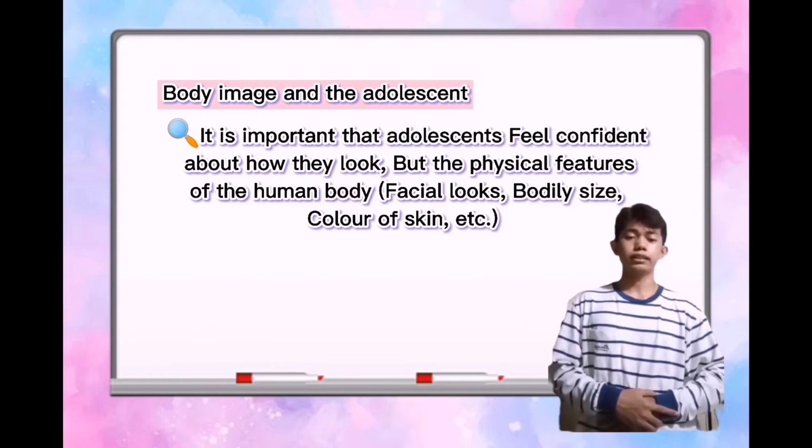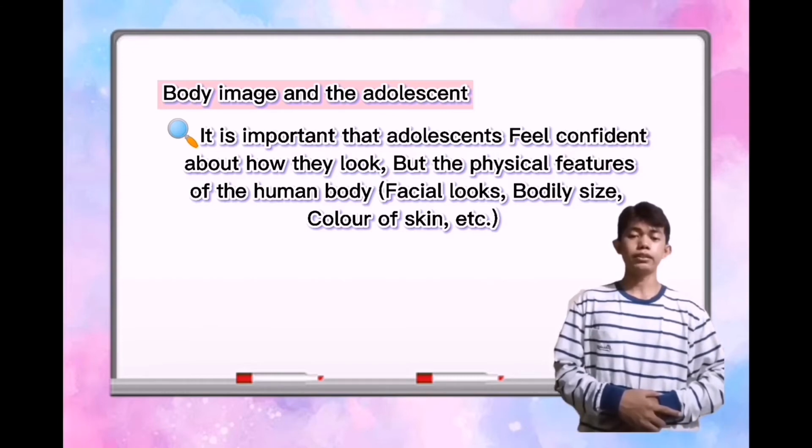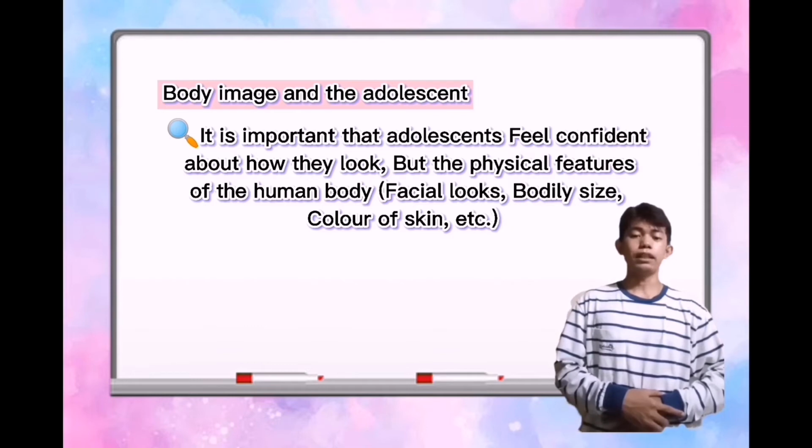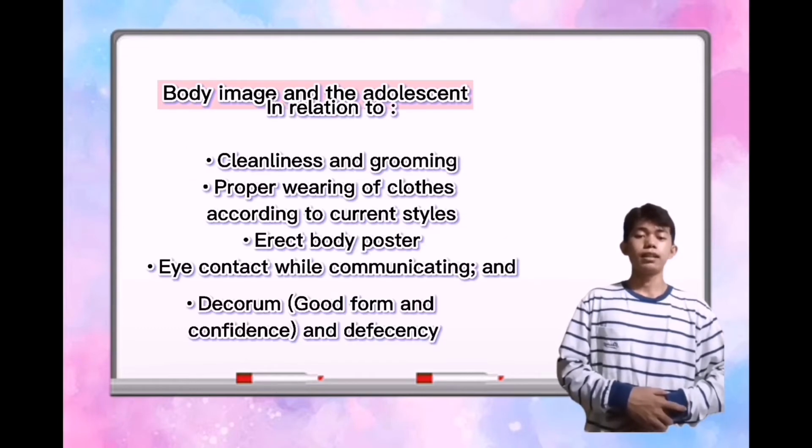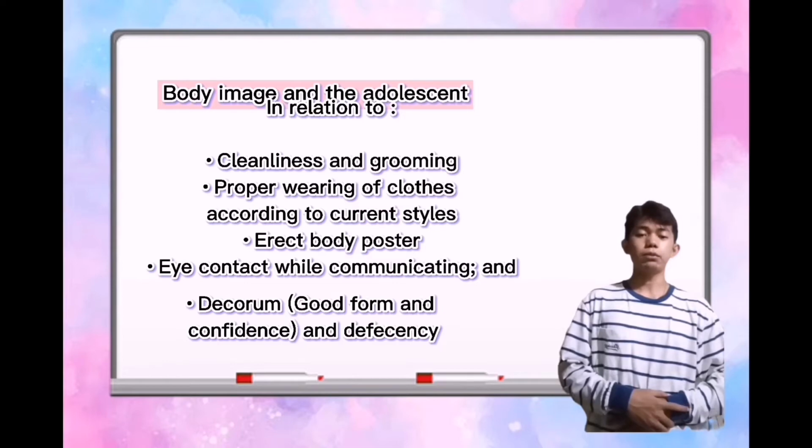Confidence about body image is strong during the adolescent period. It is important that adolescents feel confident about how they look, but the physical features of the human body, facial looks, body size, color of skin, and so on, depend on genetic heritage, which must be respected. However, there is more to body image than physical looks. It also concerns good habits in relation to cleanliness and grooming, proper wearing of clothes according to current styles, erect body posture, eye contact while communicating, and decorum, good form, confidence, and decency.